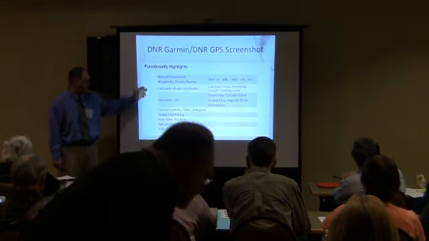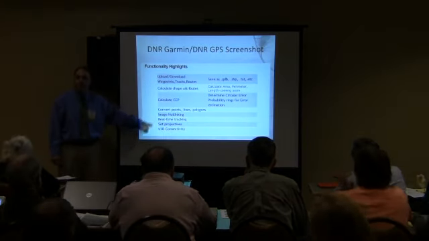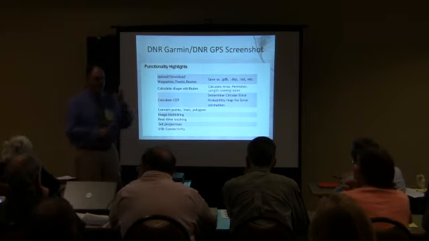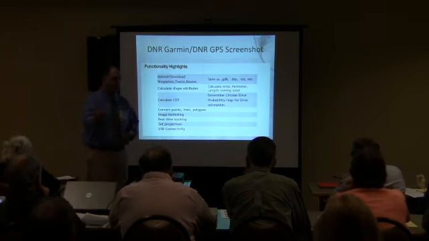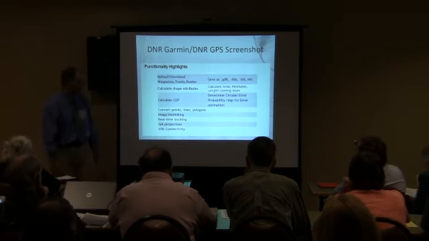Calculate shape areas, convert points, lines, and polygons. You can even do image hot linking with this one. We mentioned that earlier. So you can take a polygon, hot link a digital photograph to it, and when you click on the polygon, it will come up. There's a lot of things you can do.